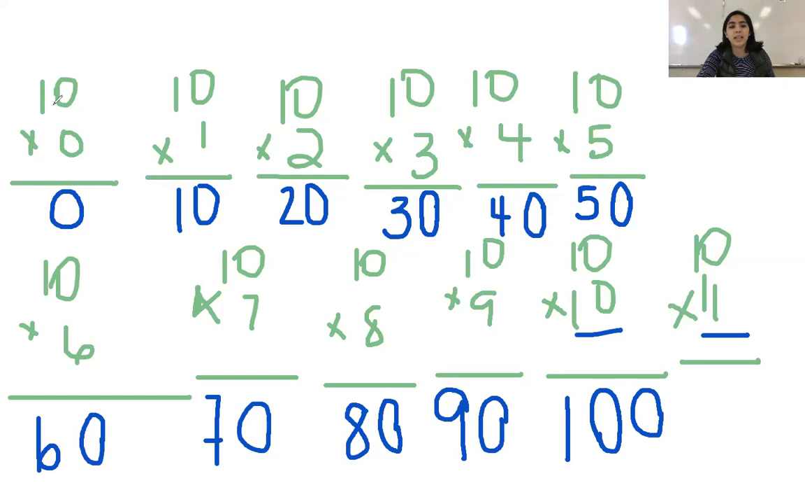So if I add 10 0 times, I get 0. If I add 10 1 time, I get 10. If I add 10 plus 10 equals 20. What about 10 plus 10 plus 10? 30, right? It goes by 10. So we're counting by 10s. Do you see that? So 0, 10, 20, 30, 40, 50, 60, 70, 80, 90, 100. So what do you think 10 times 11 is? 110. Good job.